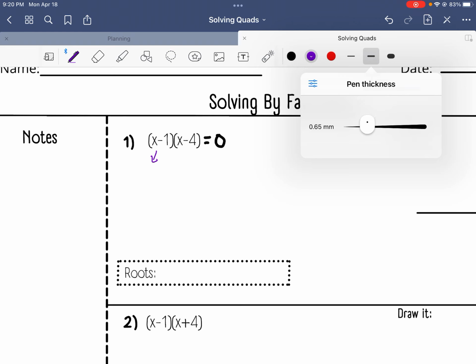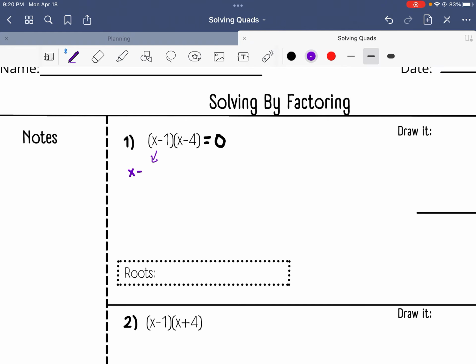The first one is you take each one individually. So x minus 1 equals 0, and you get rid of the negative 1. So I'm going to go plus 1, plus 1. This crosses out, so I get x equals 1 as my first answer.